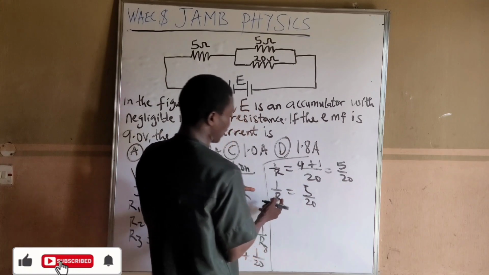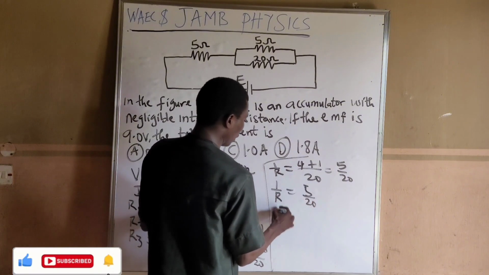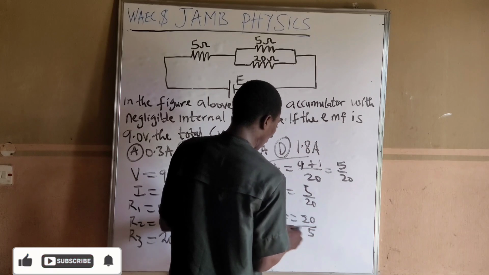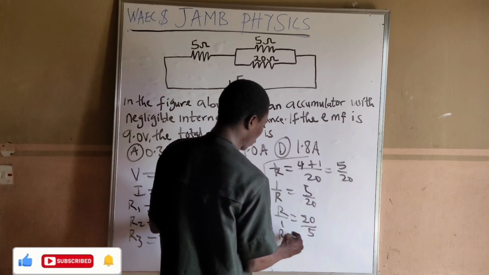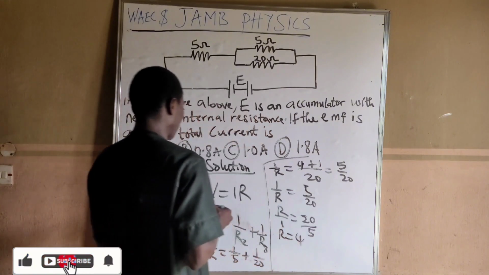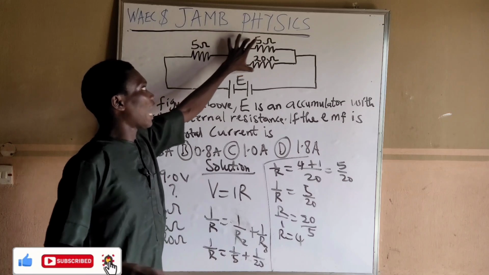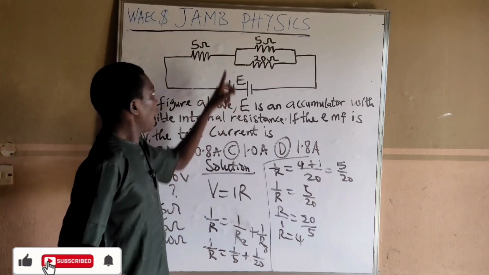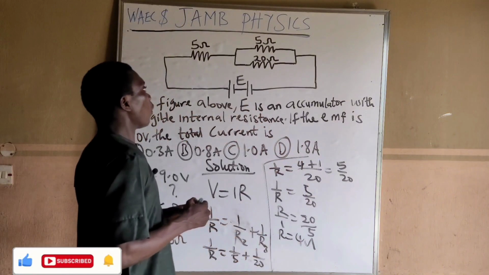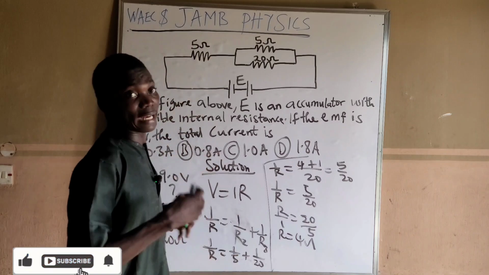So in reverse, if I want to find R now, I'll bring R up, bring this one down, take this one up, take this one down. That will be R over 1 equals 20 over 5, and R over 1 is the same thing as R. So R equals 20 over 5, which is equal to what? 4. What happens is that I've successfully converted R2 and R3, which are in parallel, to be in series. And the series form now is what? 4 ohms.